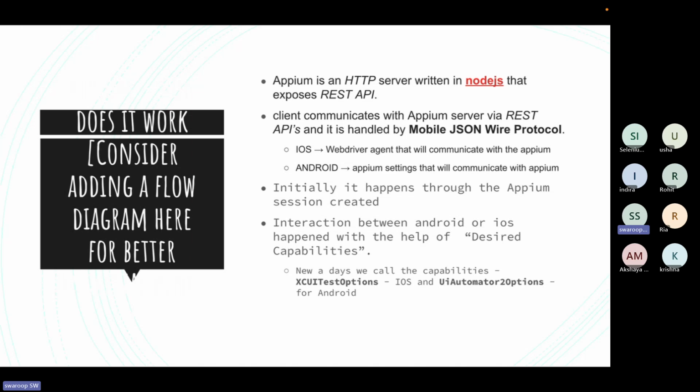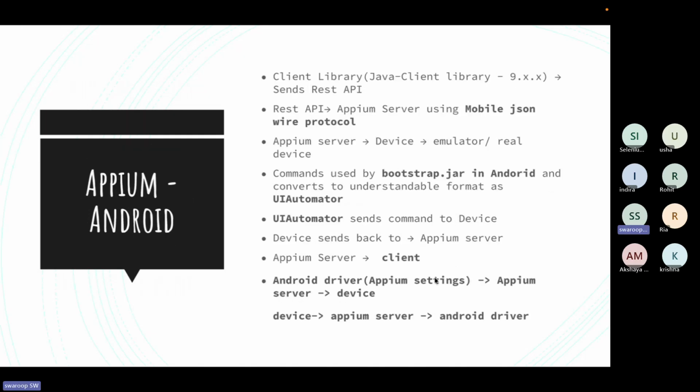Initially it happens through an APM session created, and the interaction with Android or iOS happens with the help of desired capabilities. But now the desired capabilities have changed to options. That's what I've written over here. Nowadays, we call the capabilities XUI test options for iOS and UI automator 2 options for Android. And this is how the transmission goes about.